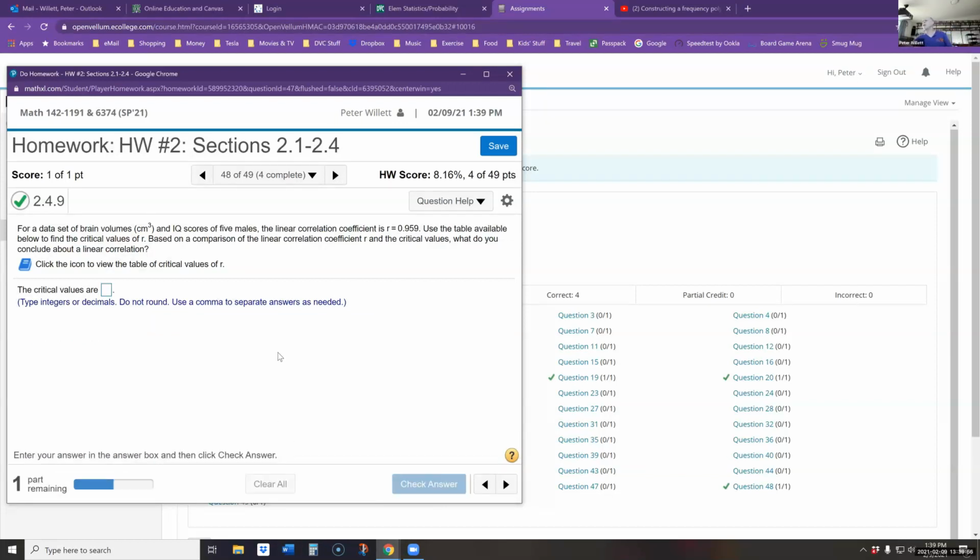Okay, so in 48, it says for a data set of brain volumes and IQ scores of 5 males. So they knew some people's IQ scores, and then at some point, they were also able to figure out their brain volume. They're telling us that they got a linear correlation coefficient of, looks like over 95%. That seems pretty strong. Use the table available to find the critical value of r based on a comparison of the linear correlation coefficient and the critical values. What do you conclude about a linear correlation? And then there's this table here.